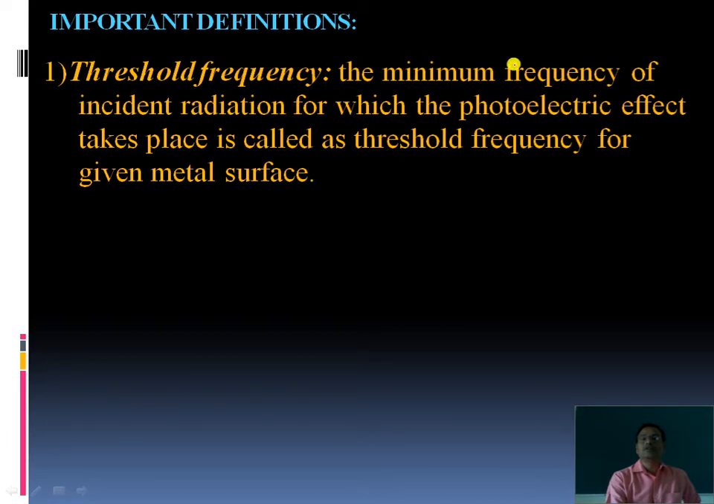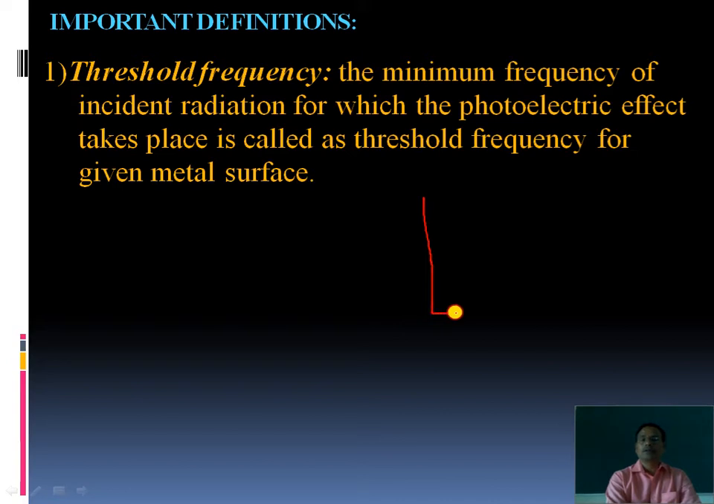We can define this as the minimum frequency of incident radiation for which the photoelectric effect takes place is called the threshold frequency for a given metal. We can also define the same as the frequency of incident radiation at and below which the photoelectrons are not emitted is called the threshold frequency. It is also called the cutoff frequency. So the minimum frequency of incident radiation for which electrons are emitted from the metal surface, meaning the photoelectric effect takes place, is called the threshold frequency for a given metal surface. We have seen this using that graph.